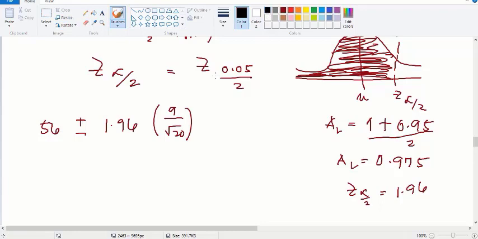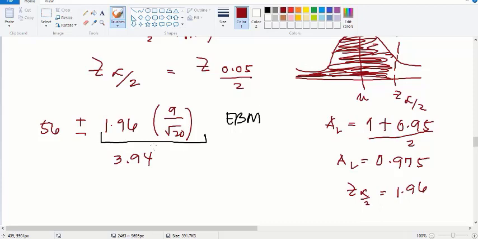To make it easier, let's get the EBM first. So 1.96 times 9 divided by the square root of 20. Guys, use your calculator properly. Again, PEMDAS: do the parentheses first before the outside. So my answer is, our EBM is 3.94.